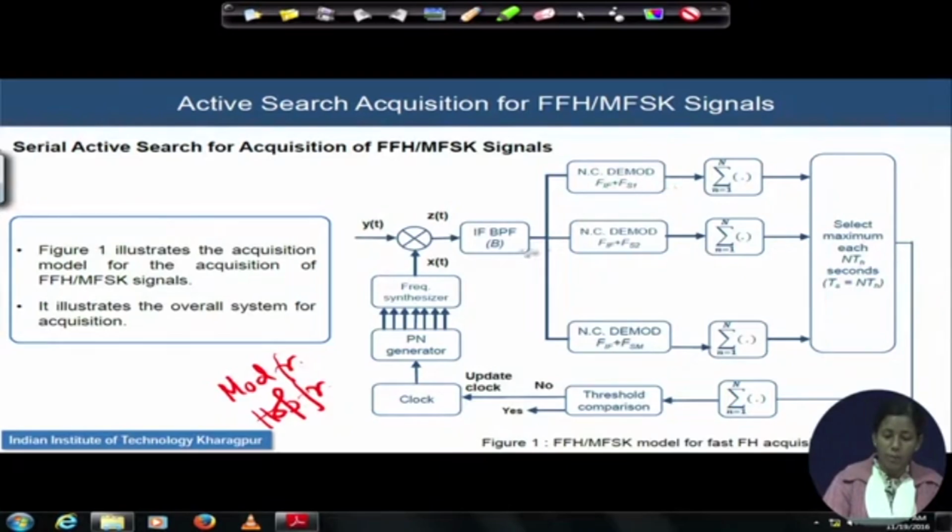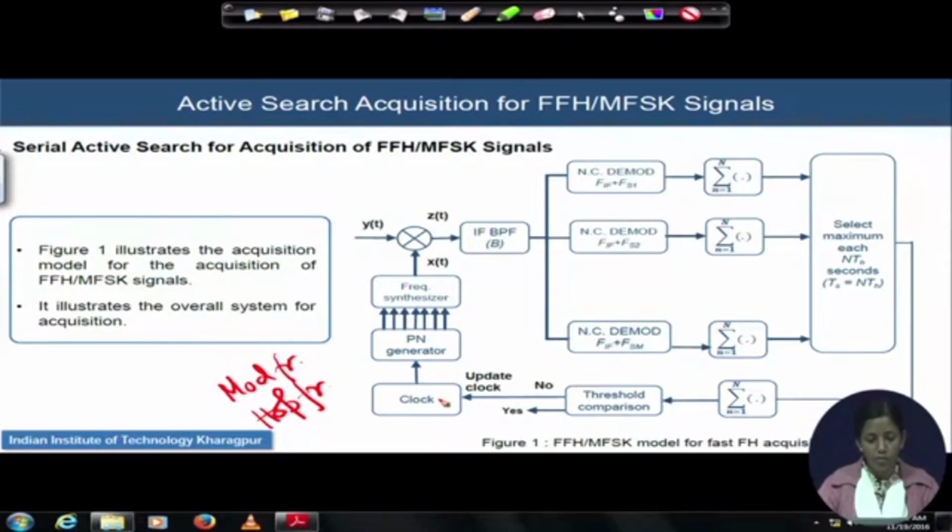At a particular moment, depending upon which symbol was transmitted, hence which modulating tone was transmitted, one of the demodulator outputs will give you the maximum or the peak, and this maximum is picked up over a duration equal to the symbol duration. You will select one of these bank of demodulator outputs, and then it will be threshold compared and will adjust or update the clock. That was the block diagram as we understood last time.